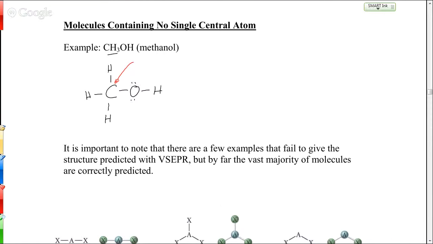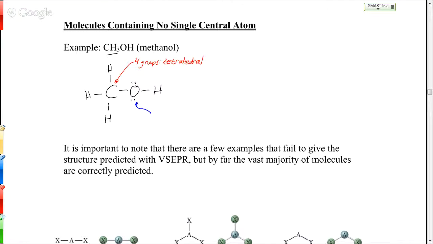What will that be? What's the geometry there? How many groups are around that particular carbon atom? Just 4. So we've got the hydrogen, the hydrogen, the hydrogen, and the oxygen. 4 groups around that carbon. We would call that tetrahedral geometry.